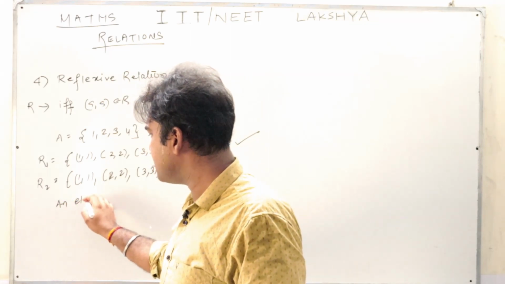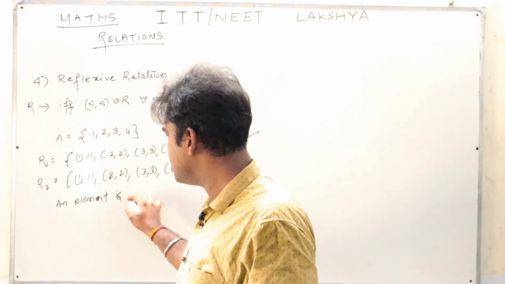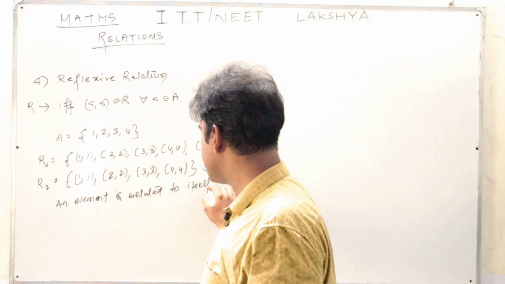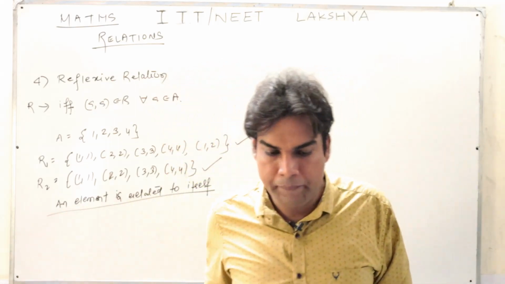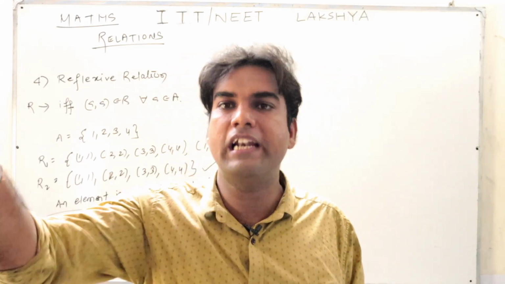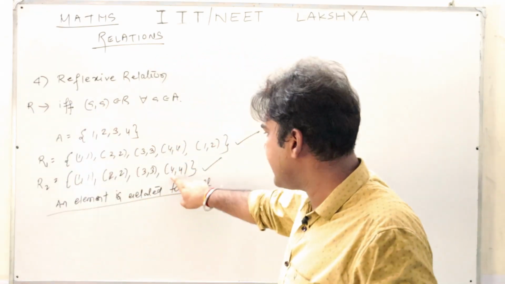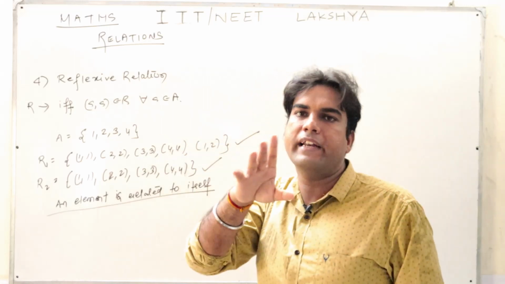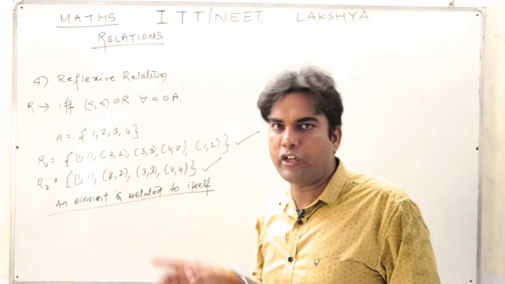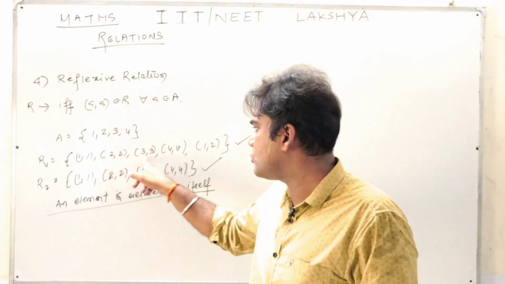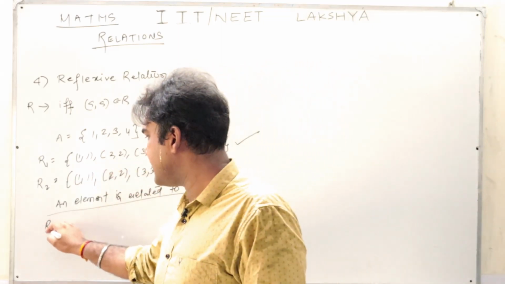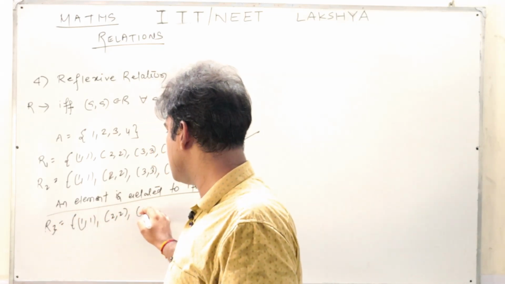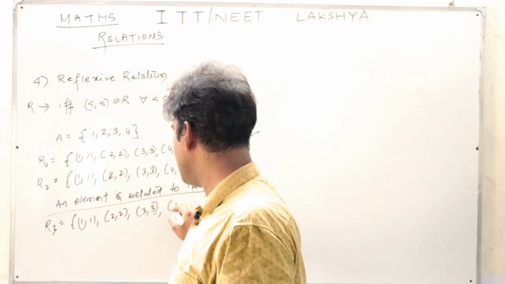an element is related to itself. I am not saying that an element is related to itself only, that is for identity. This relation is reflexive as well as identity. This one is only reflexive but not identity, because 1 2 is belonging to R. So it is not identity but it is reflexive, because 1 1, 2 2, 3 3, 4 4 all are there. Suppose R3 is there: R3 is 1 1, 2 2, 3 3 and 1 2.